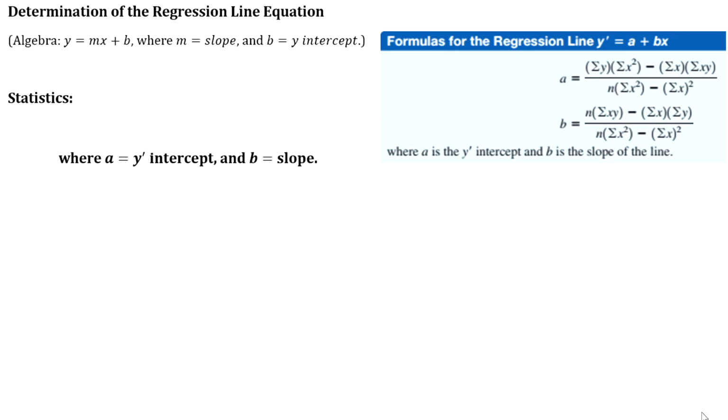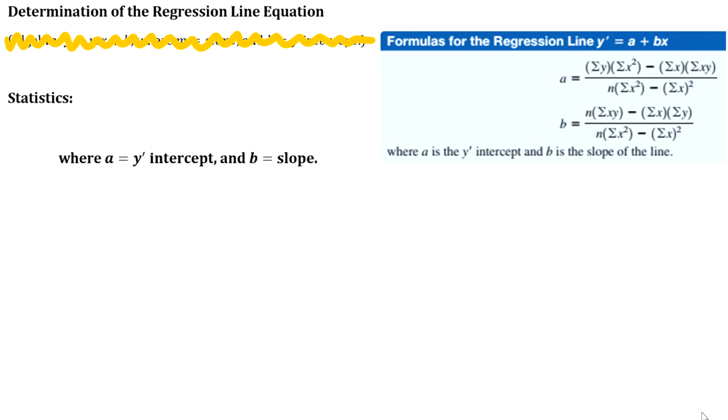Now, what we want to do is be able to write the equation of the regression line. So if you think back to algebra, you've had it drilled in your heads for years that the equation of a line, one form is slope-intercept form, which is y equals mx plus b, where m is the slope and b is the y-intercept.